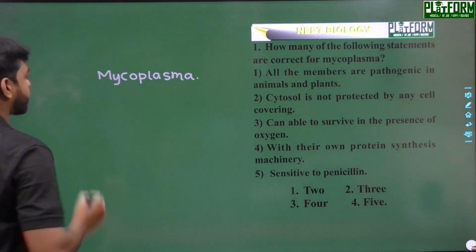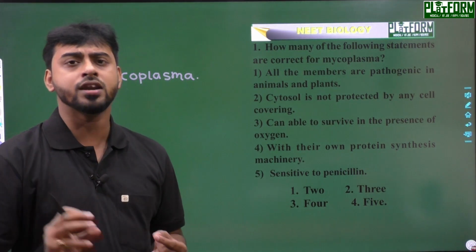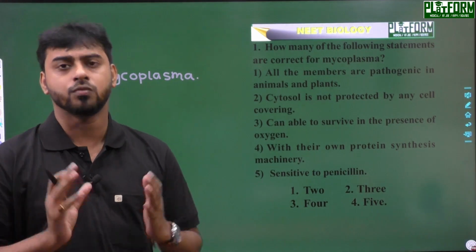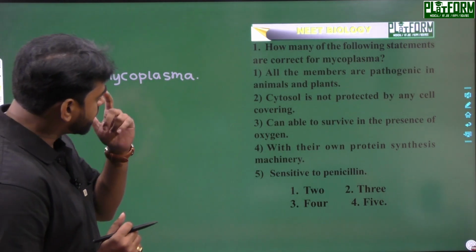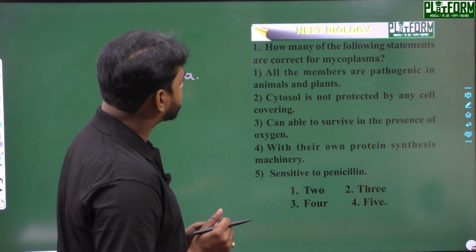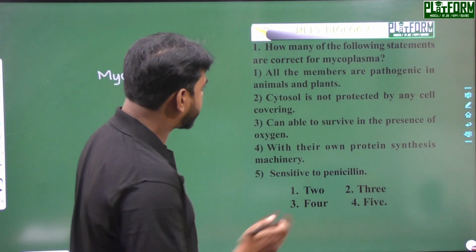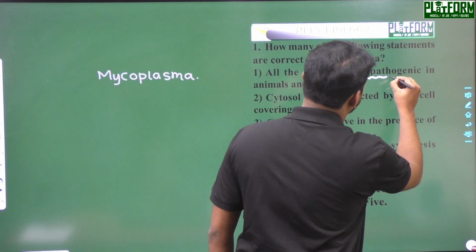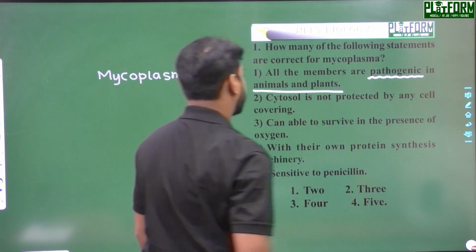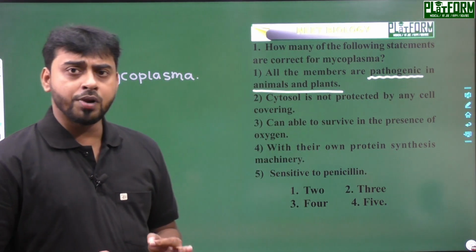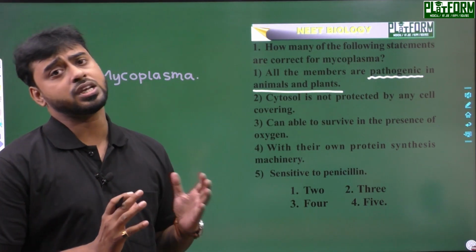Now, what is the mycoplasma? You know that the mycoplasma is a unicellular organism which is devoid of cell wall. It is included under the kingdom Monera. Now, in this particular question, the first statement is: all the members are pathogenic in animals and plants. Definitely, the mycoplasma comprises members which are pathogenic in nature.